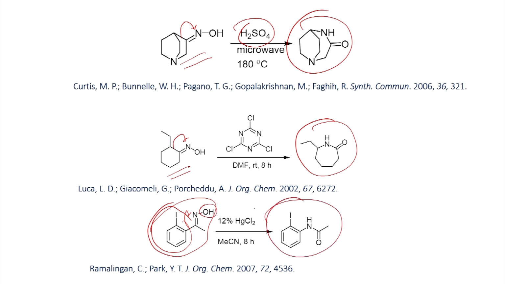As you can see here, the reaction is stereospecific. The substituent which is trans to the OH group undergoes migration, and you get the corresponding rearranged product. And if you look at the reactivity of the substituents, the aryl substituent shows greater reactivity compared to the alkyl substituent.